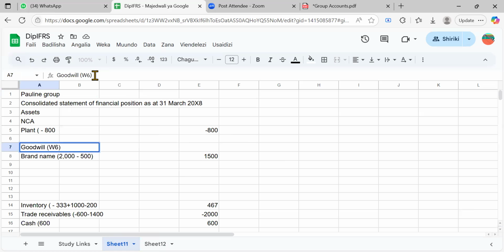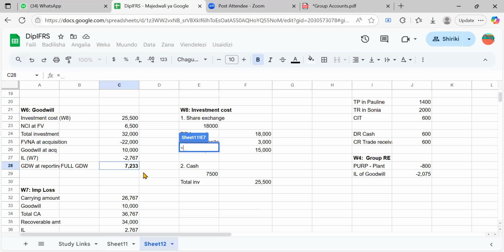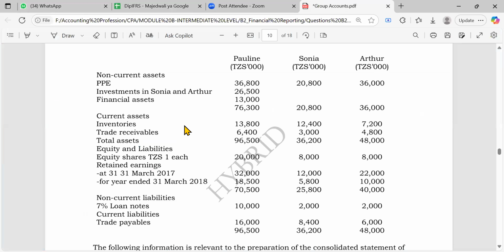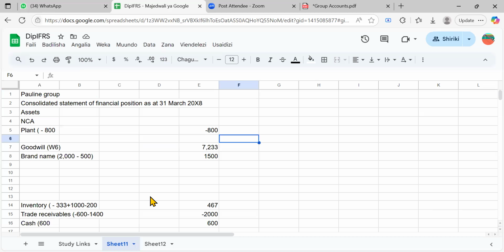Some people say this one should go to this working, but you don't have to do that. We could just say that equals your figure, which is here. Then you press enter, it gets there, 72,333. You see, your statement gets accomplished.